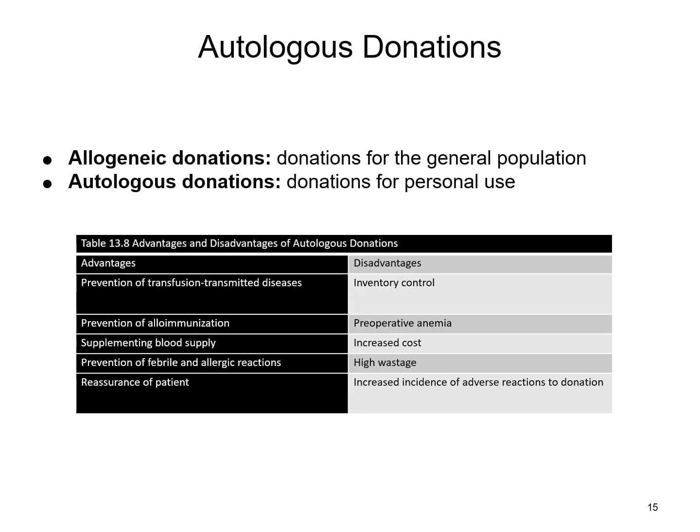So there are a few types of donations. We have allogenic donation, which goes to the general public population. You have autologous donations in which someone donates to themselves. And there's also another one that I'm going to mention, which is directed donations, and we'll talk about that shortly.